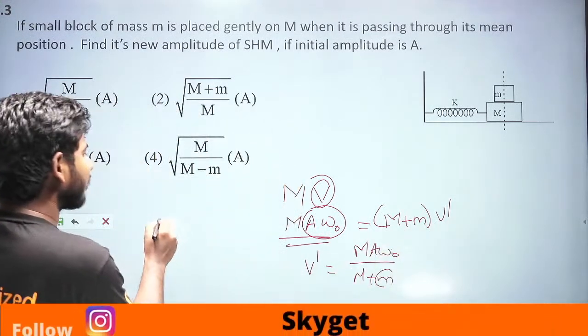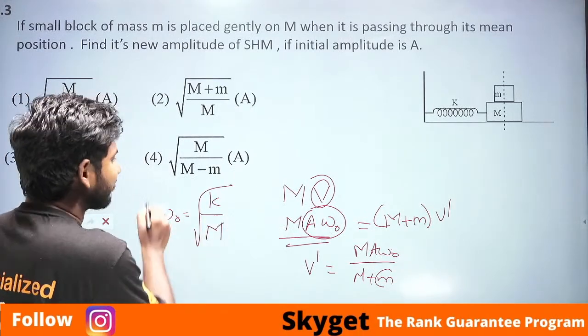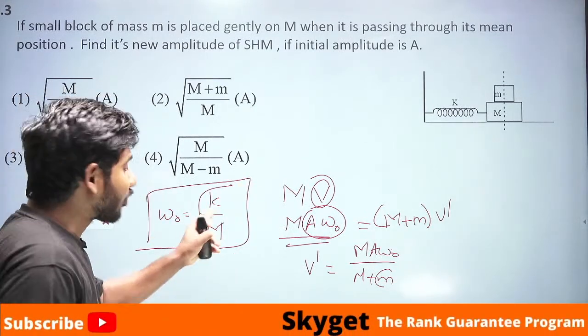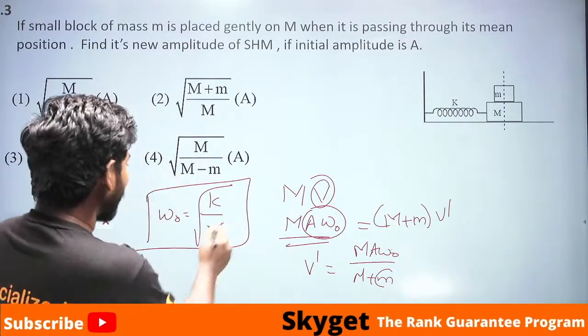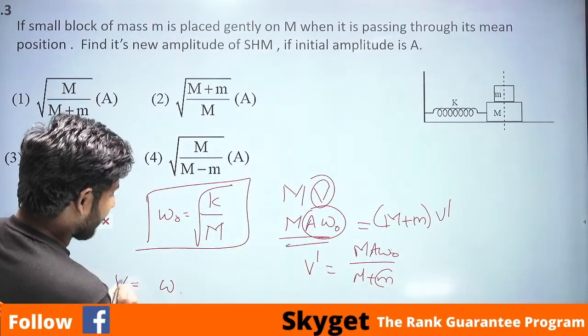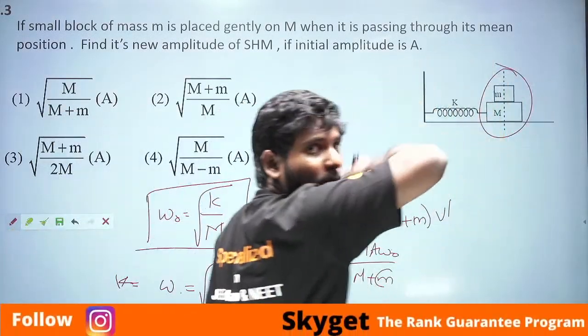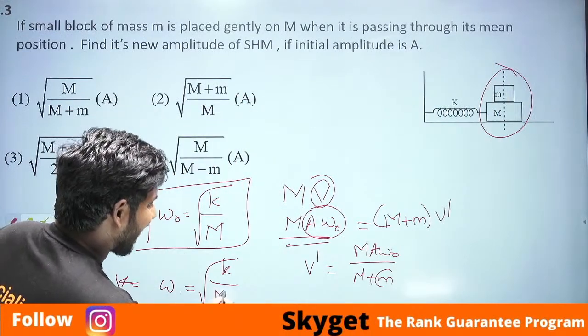What is omega naught? You know that is root over k by capital M. What is omega? General velocity at mean position. That will be root over k by M plus m, because after that the two blocks are oscillating.